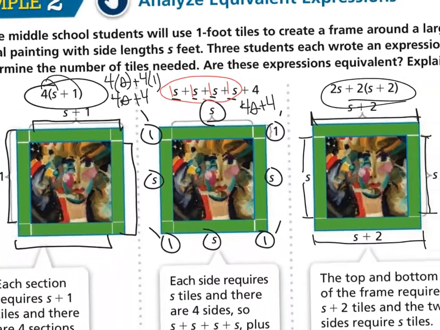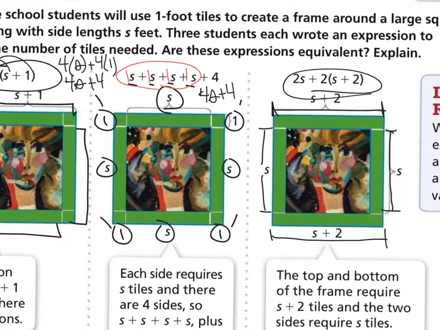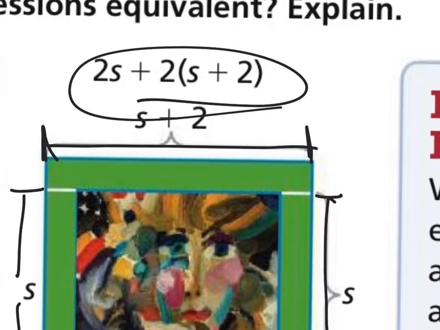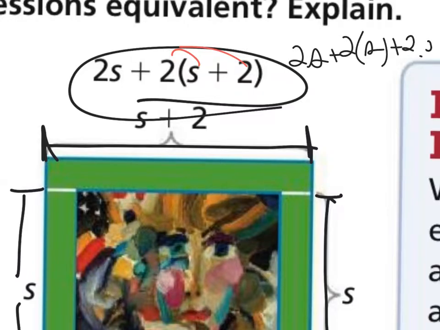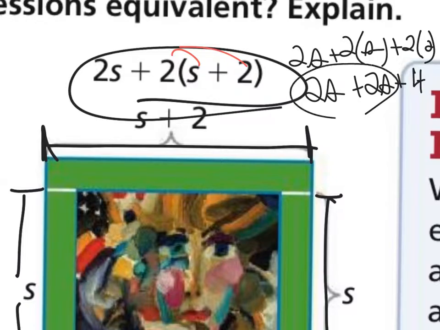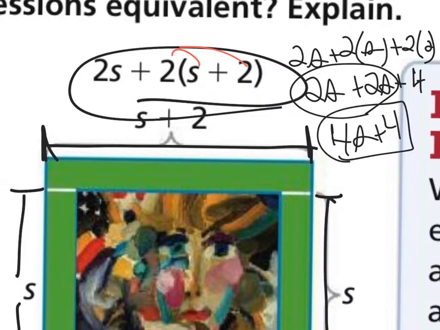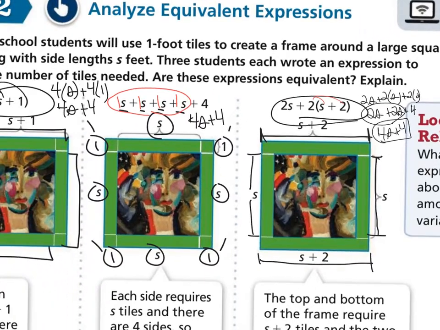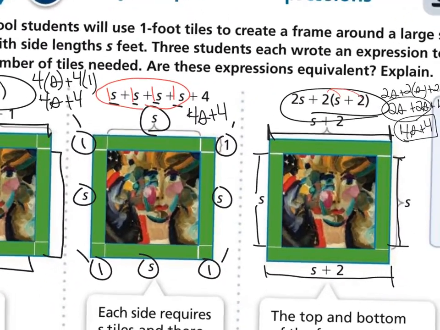And then the last one, we could distribute into the second part here. So 2 times s plus 2 times 2. So 2 times s is 2s. 2 times 2 is 4. And then 2s plus 2s is 4s plus 4. Okay, so if you'll notice, all three of those we were able to simplify down to 4s plus 4.